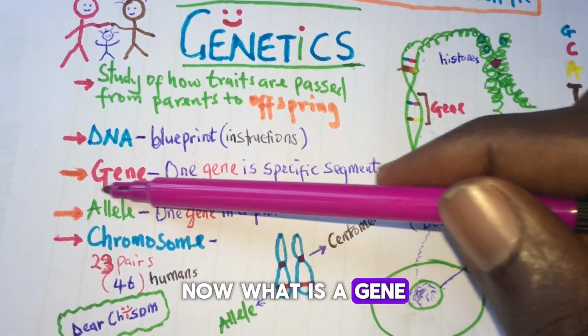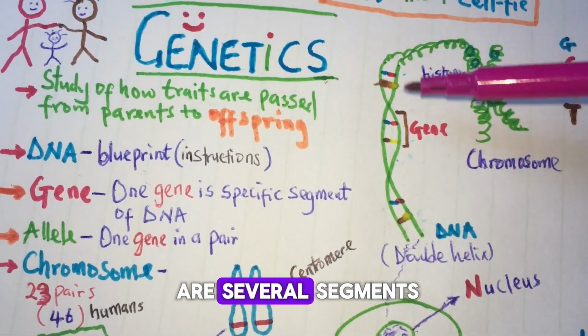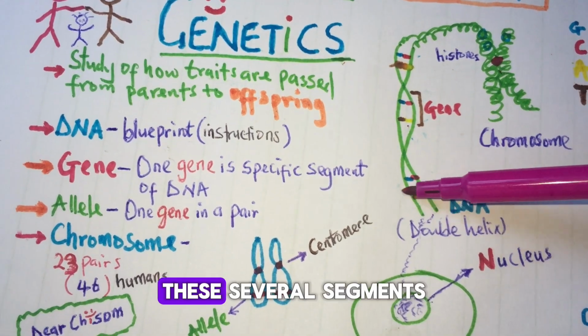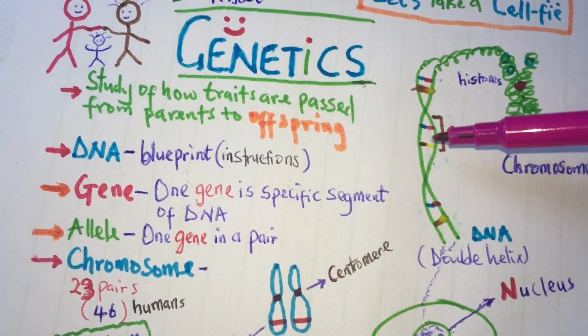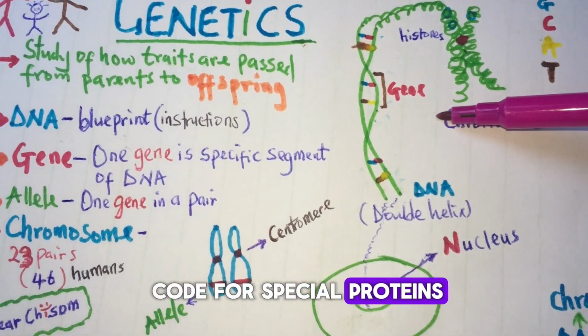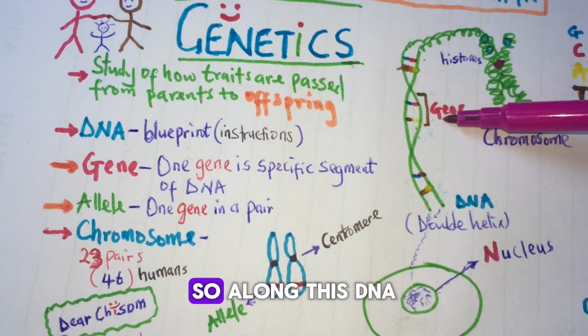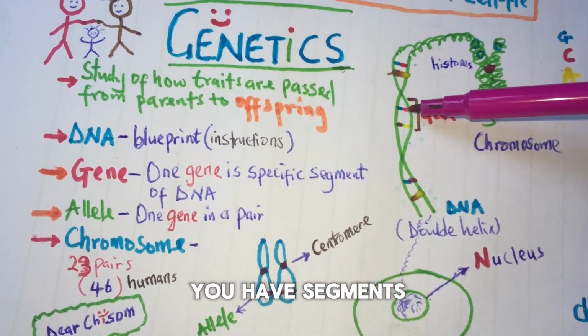Now, what is a gene? Along this DNA are several segments. These several segments are special segments that code for special proteins. So each of these segments is called a gene. So along this DNA, you have segments.